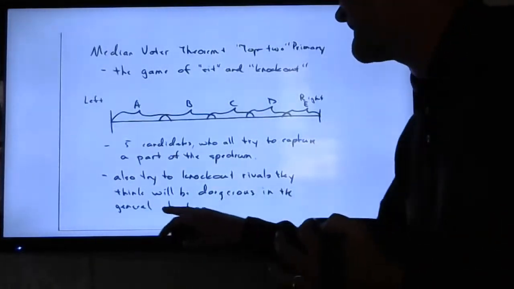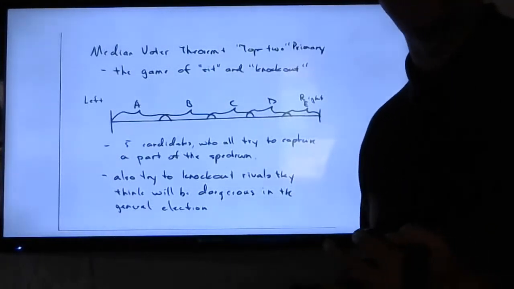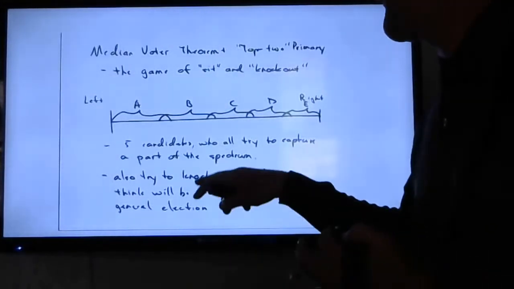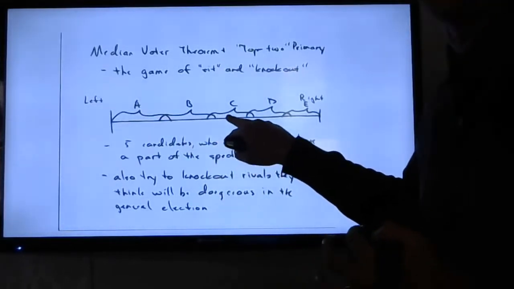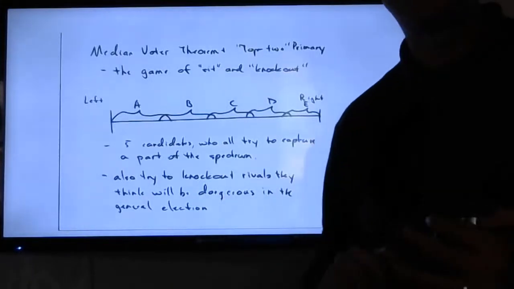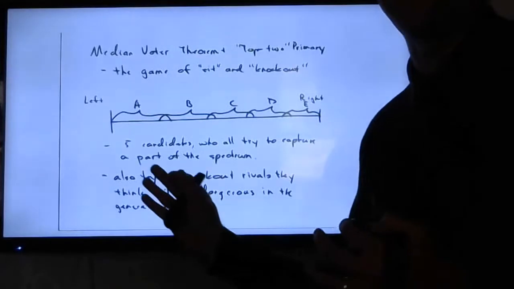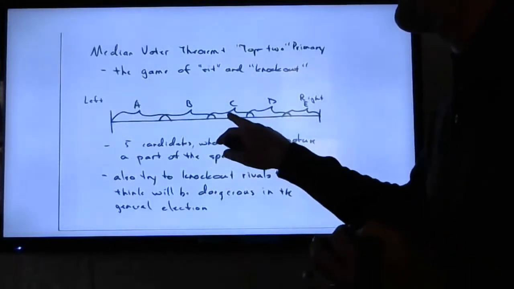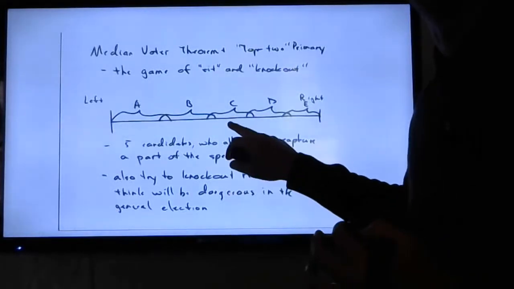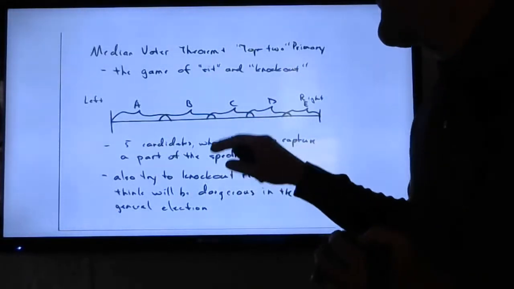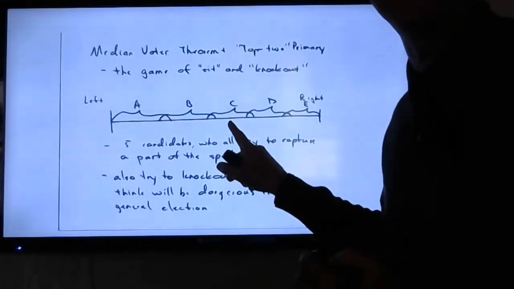You have to try to knock out rivals, right? Knock out rivals that you think will be dangerous in the general election, okay? So, if you're B, you're probably going to try to knock out C. You're going to target specific people in the primary, trying to get them knocked out. So you might run some negative campaigns against C, trying to get him down because you're afraid of C. Or you might try to get another candidate to run who's got exactly the same policies as candidate C.